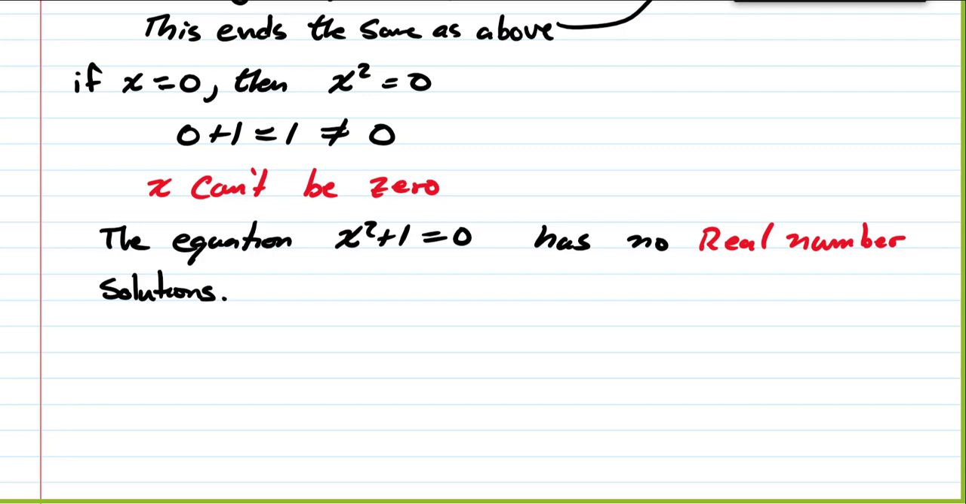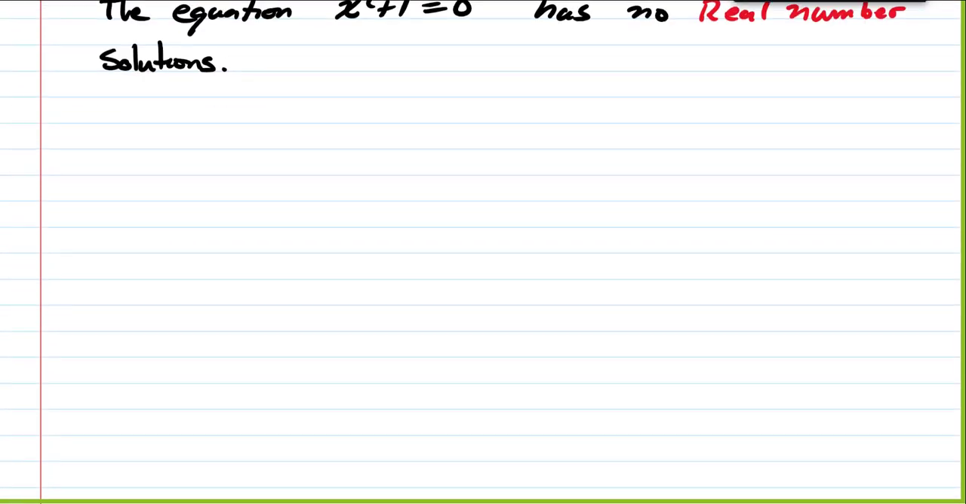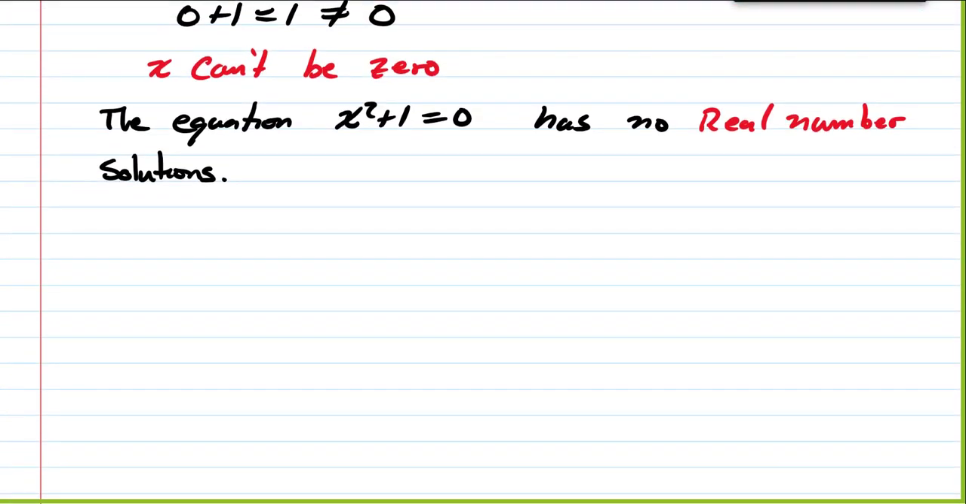So we need to expand our number system. And that's going to be what we're going to do in this section. So we're going to introduce a new type of number that is not a real number. So the symbol that we're going to use is i. So we're going to introduce i, which is called the imaginary unit.